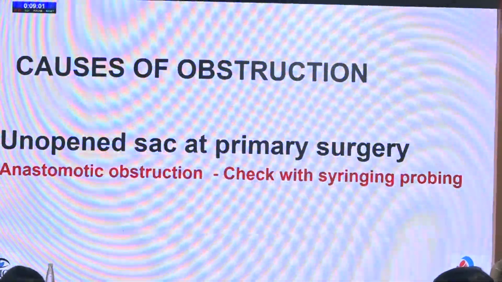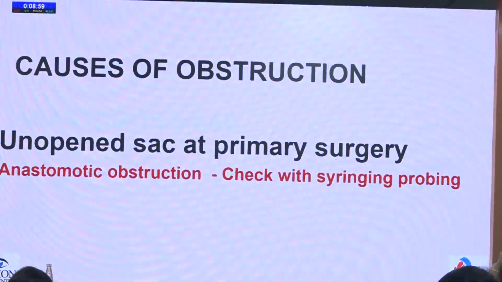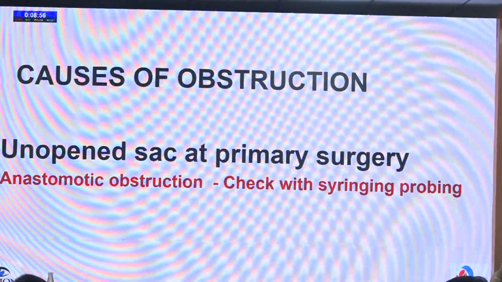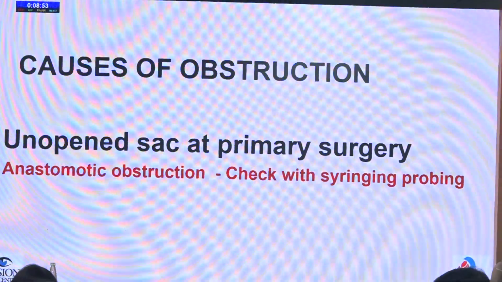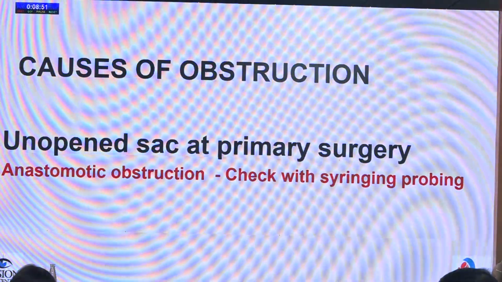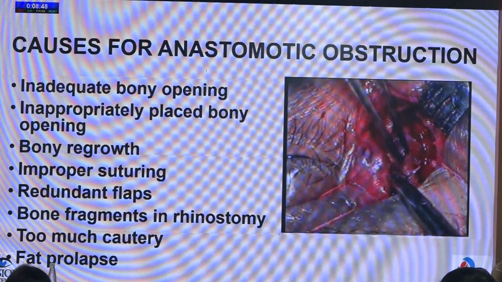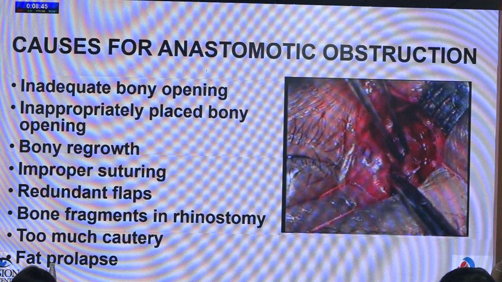Some of these causes are mainly because of an unopened sac at a primary surgery, that is, an anastomotic obstruction. You will be able to get that with syringing and probing. Causes for an anastomotic obstruction are an inadequate bony opening. Like Dr. Grover and Dr. Nilanjan showed, you need to make a fairly large bony opening, at least a 10 by 10 mm opening. Bony regrowth can sometimes be unpredictable, and some patients may have very thick bone as well, so that can actually close down very fast.